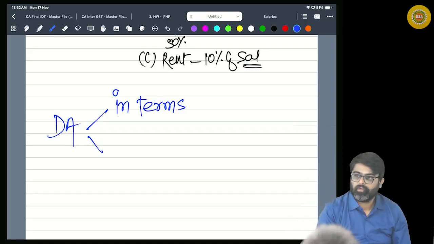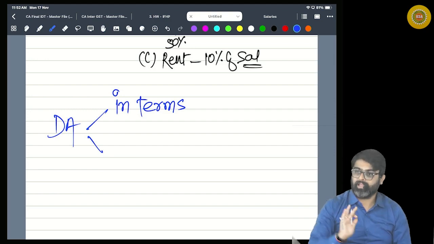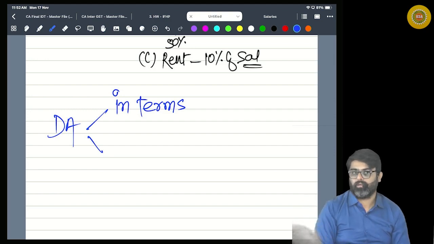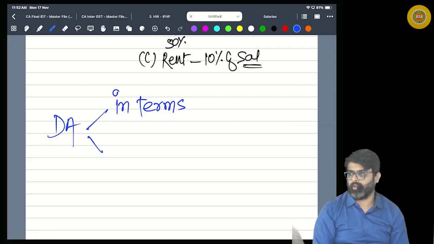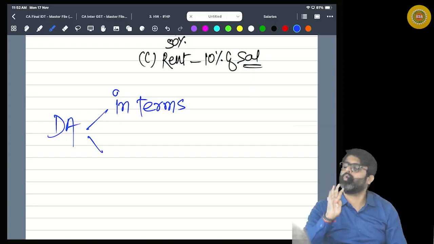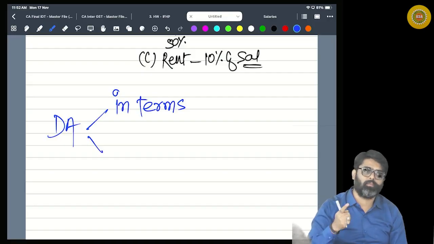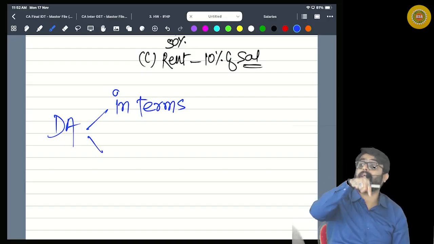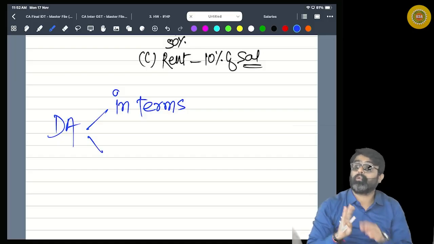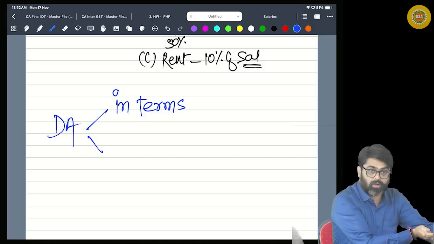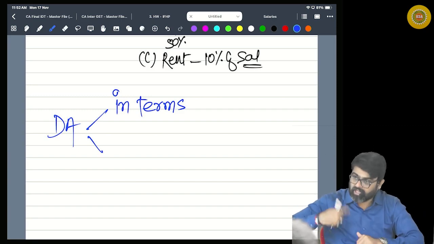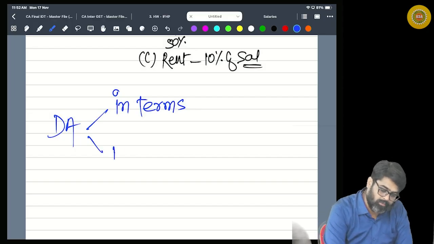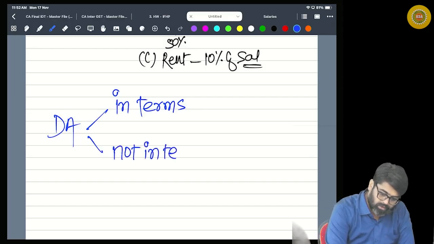But sometimes an employment contract is entered, yes or no? And at that time the employer did not decide that he is going to give you DA. And later on, you requested your employer to increase your salary. So the employer said, no, I will not increase the salary, but do one thing. I am going to give you that salary in the form of DA. So even though that DA was not written in the employment contract, not in the terms of the employment contract, still that DA was given to you. So that type of DA which is not written in the employment contract and still given by the employer is known as DA not in terms.